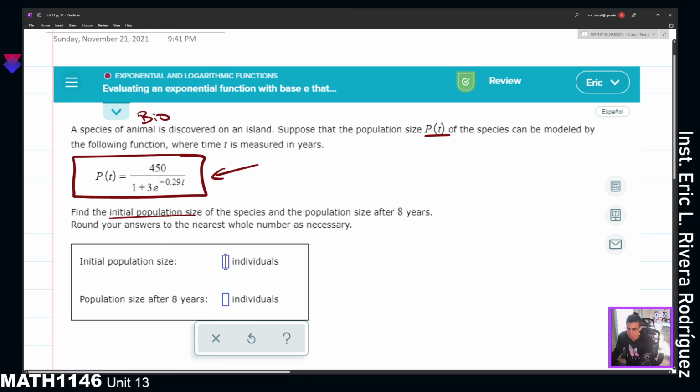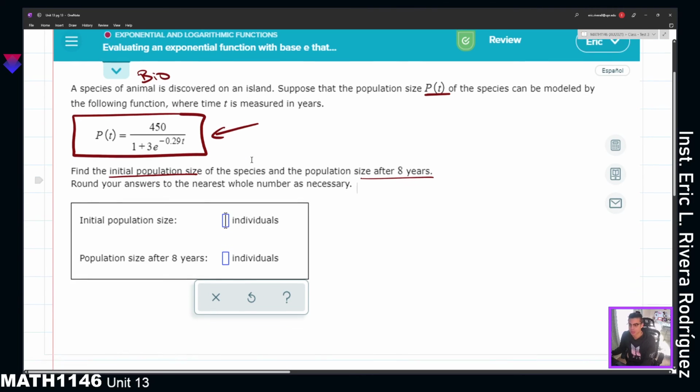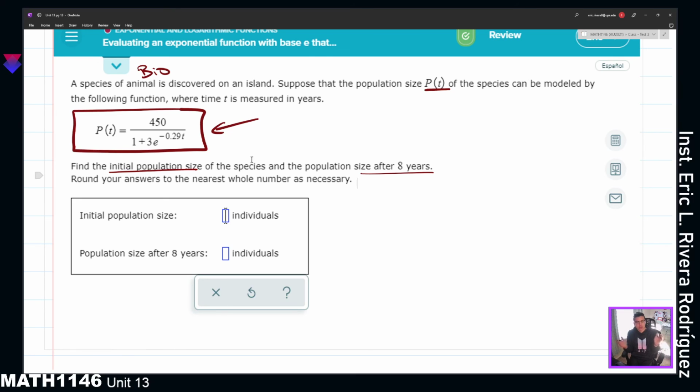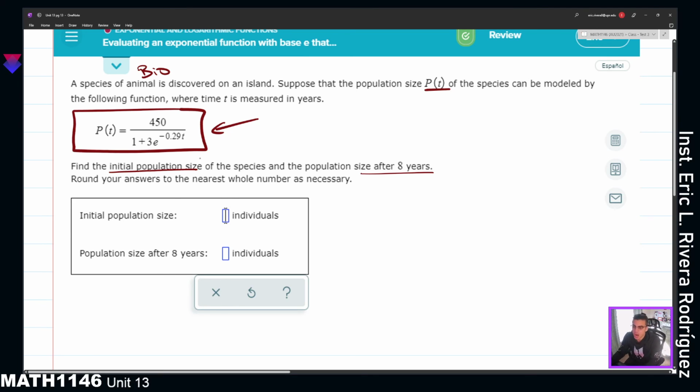Find the initial population size of the species and the population after 8 years. Okay, so this kind of exercise might throw you off a little bit because, well, what formula am I going to use? And that's part of the exercise. They challenge you to use a different formula. This is a specific formula that relates only to this exercise. If there's no formula given whatsoever, you use the formulas that are on the worksheet of the day.